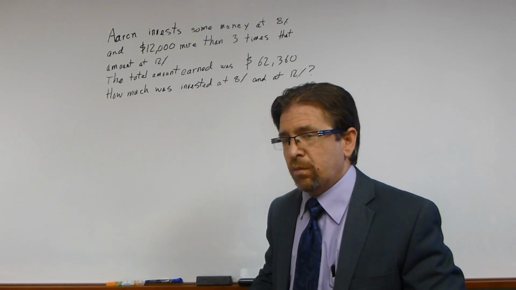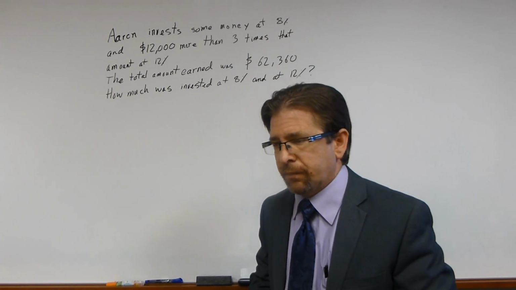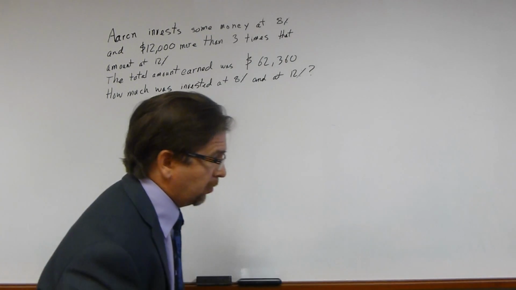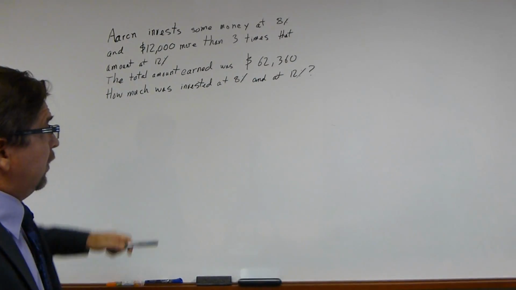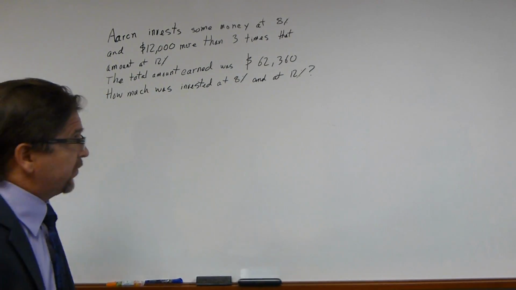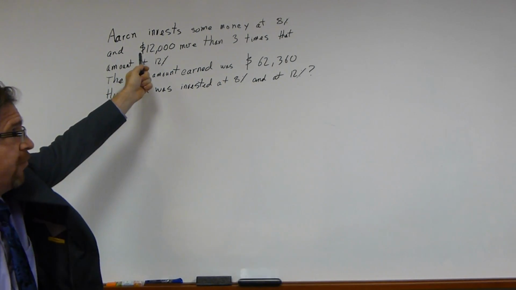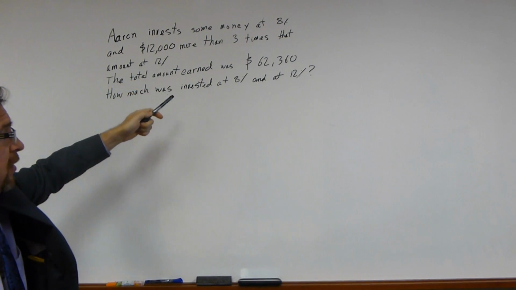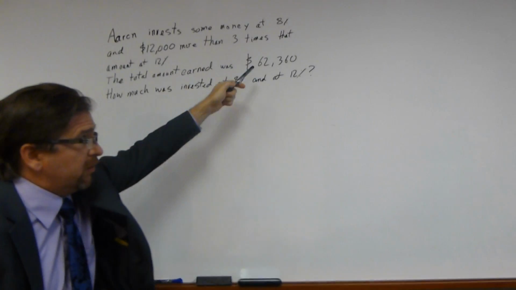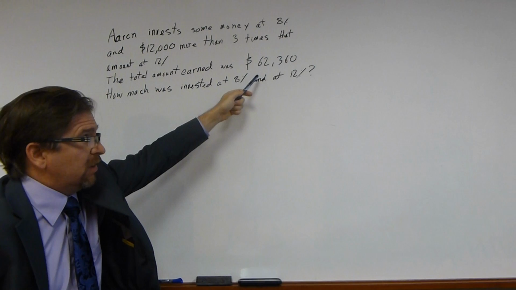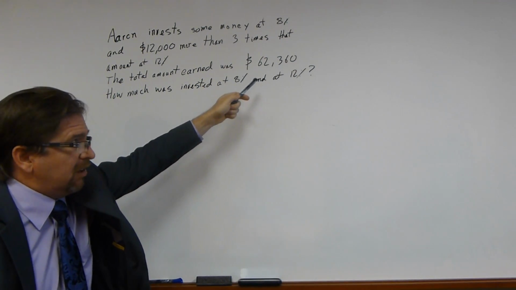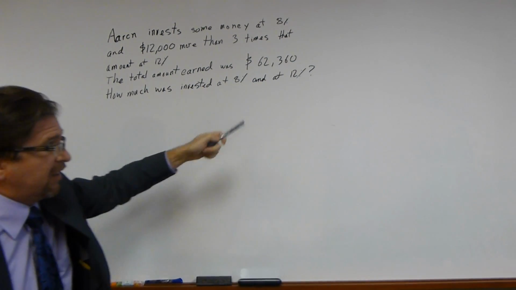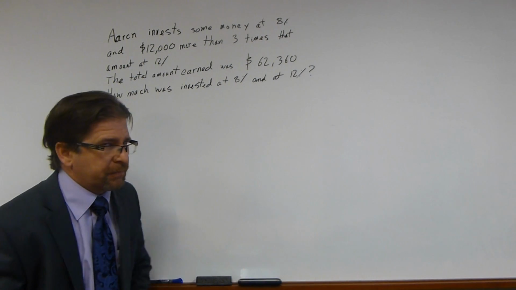This algebra problem is one I often see students complain about. The problem asks us: if Aaron invests the money at 8% and $1,200 more than 3 times that amount at 12%, the total amount earned was $62,360. How much was invested at 8% and 12%?